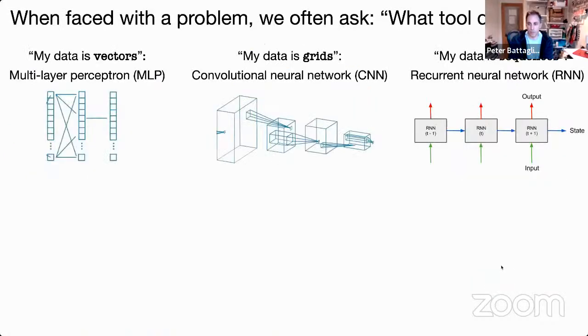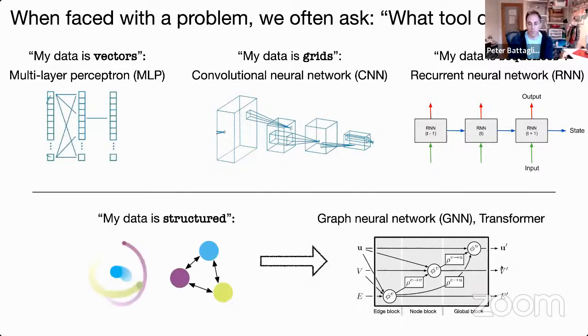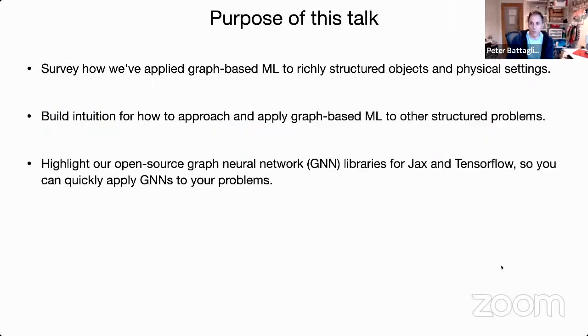So when we're faced with some problem, we often ask, what tool do I need? If our data is vectors, we might pull out a multi-layer perceptron neural network these days. If it's grids, we might dig into our deep learning toolkit and use our convolutional neural network. If it's sequences, maybe it's a recurrent neural network, or transformers, which are often used these days for sequences, but also other things. If your data is structured, I think what you want to be thinking is, I'm going to use a graph neural network or a transformer style architecture, and I'll describe now what these things are. First, I just want to outline the purpose of the talk.